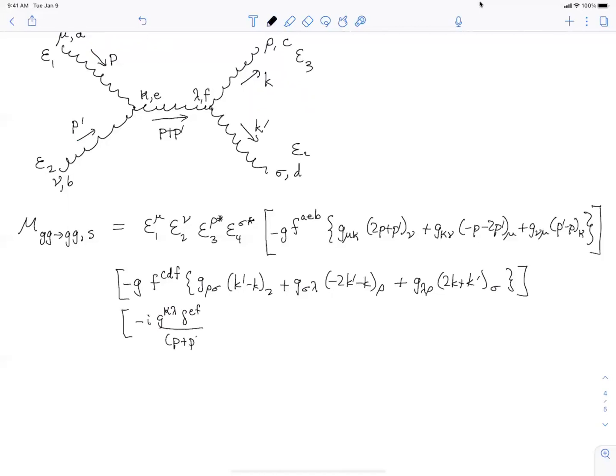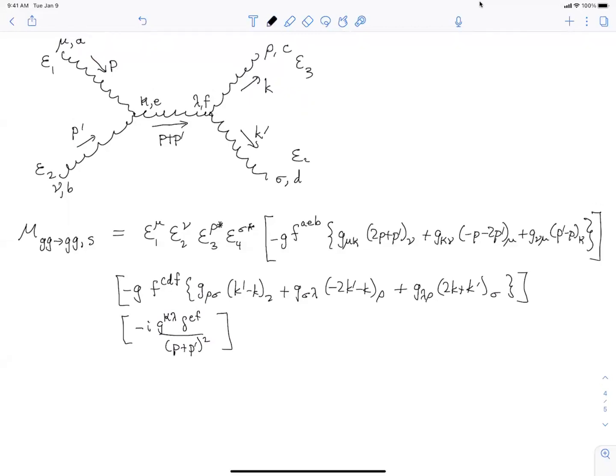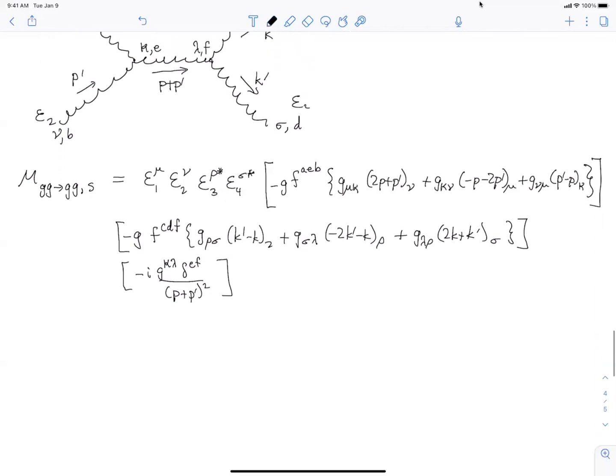And this denominator is just going to be S, Mandelstam S. All right, so that's it for the one diagram. Then you need to do the other three diagrams and add them together.